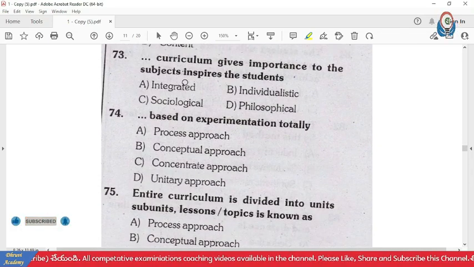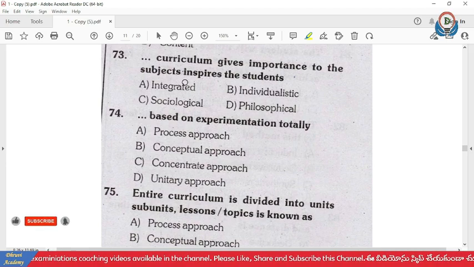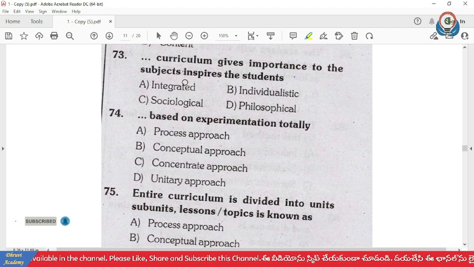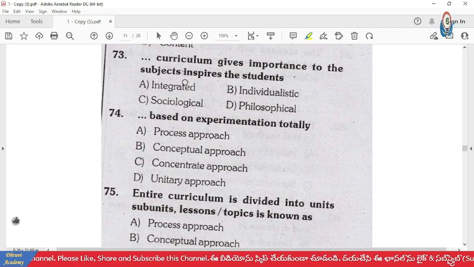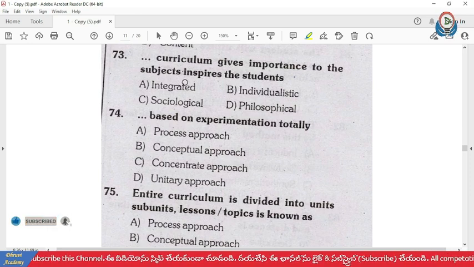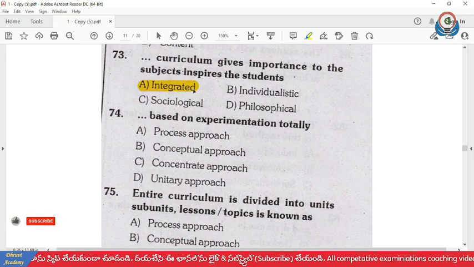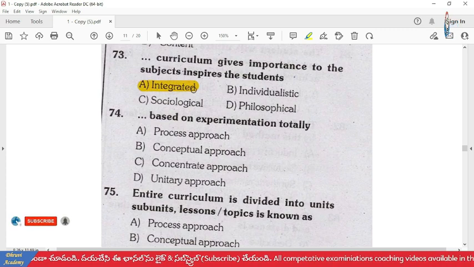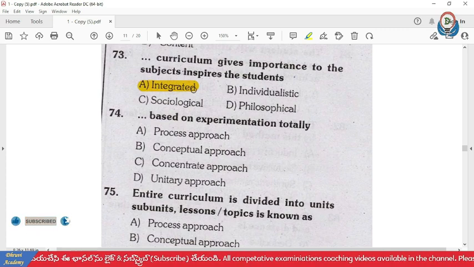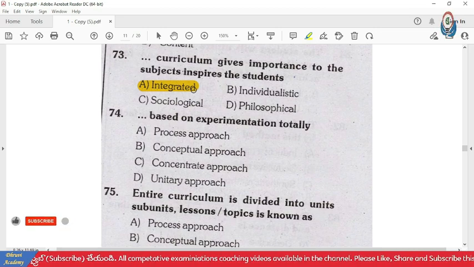Dash curriculum gives importance to the subject, inspires the student. A. Integral. B. It's individualistic, or C. It's sociological. D. It's philosophical. Which is the right answer? Its answer is integrated. Integrated is the approach of learning, drawing on skills like applying new experience. These all come under integrated.